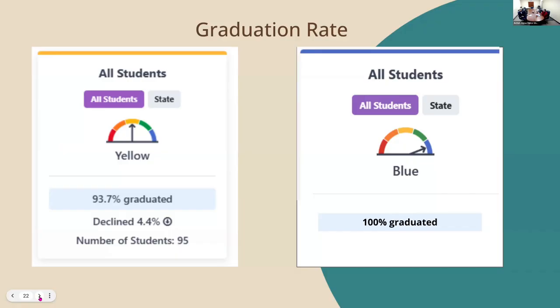So for our graduation rate, for the dashboard, we had a late graduate that didn't get reported to CalPADS. So the dashboard shows our graduation rate at 93.7. But looking at our local data and confirming with our counselors at Vasquez High School, we did have 100% of our students who graduated last year. So I'm sharing our local data, which is on the right, as well as the data that was reported to our dashboard.